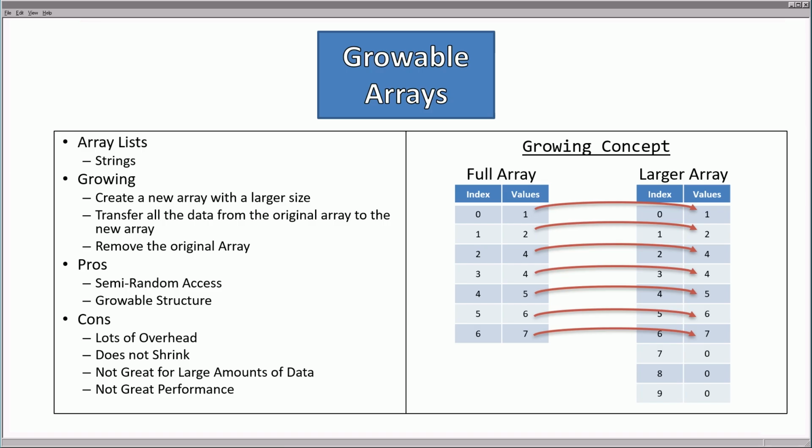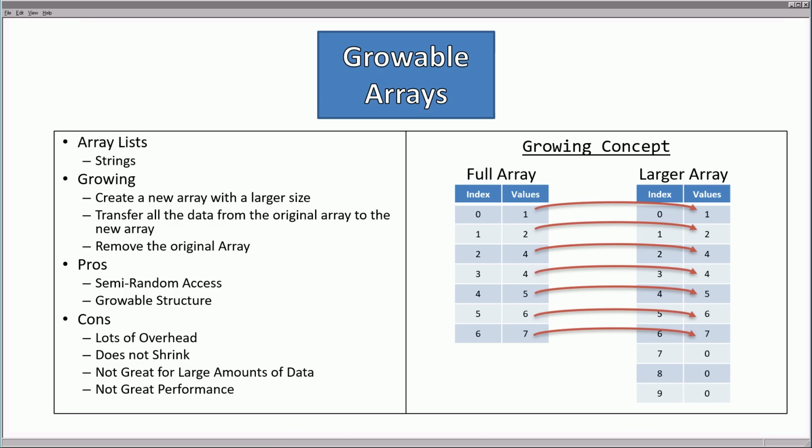Other types are based on this concept, like strings are an example of an array list. As we know, with strings, we can concatenate more information to the end of a string. This requires an action called growing. The way you can think about it is if we had some sort of full array right here, all we need to do is create a larger array and then transfer each one of the elements over and then set it to this large array.